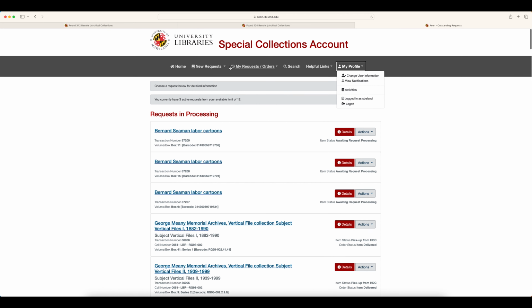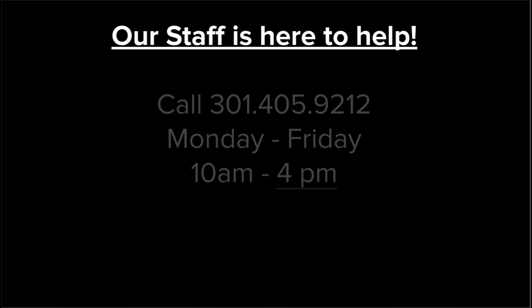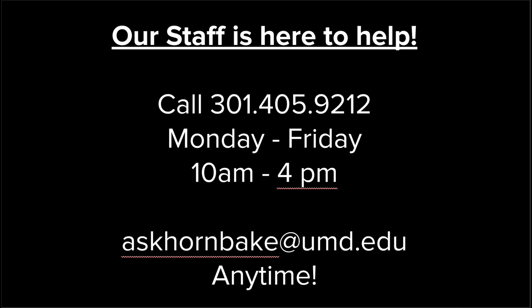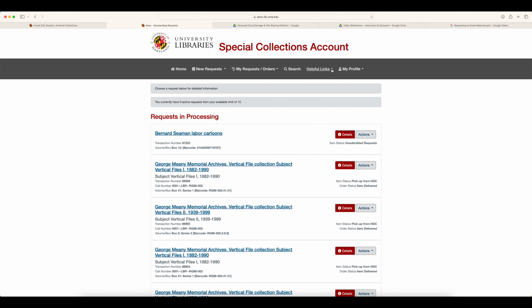We understand that this process may seem overwhelming at first, but our Special Collections staff members are here to help. Please call us at 301-405-9212, Monday through Friday between the hours of 10 a.m. and 4 p.m. if you have any questions. You may also contact us at askhornbake@umd.edu at any time. The Helpful Links tab in the gray bar at the top of the screen may also be helpful.